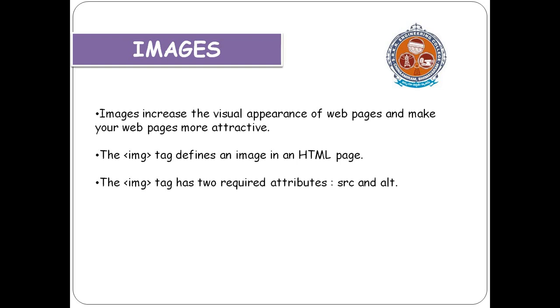The tag for the image is img. So the img tag defines an image in an HTML page. By using the image tag you require two required attributes, that means src and alt. Src is nothing but source, where you acquire the data from, and alt is the alternative text. Whenever you move the cursor on the image, the alternative text will be displayed. In many web pages, when you move the cursor on an image, some box will open like this. Okay, so that is alt.